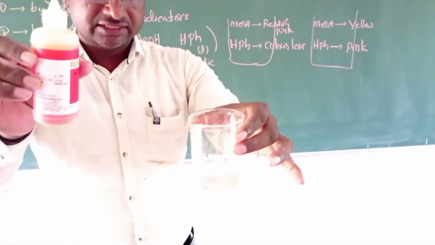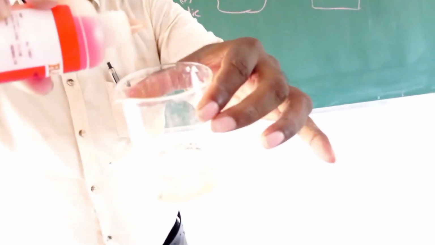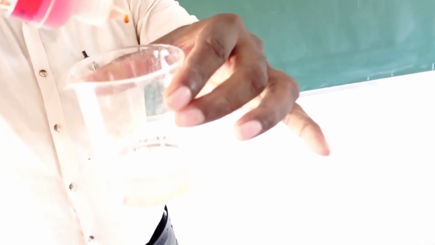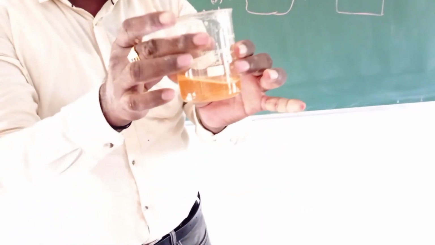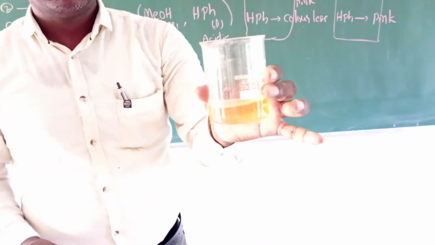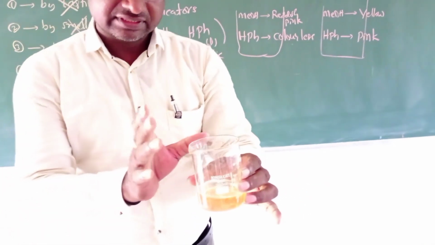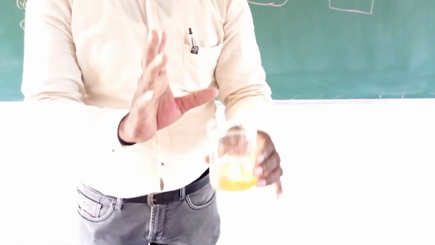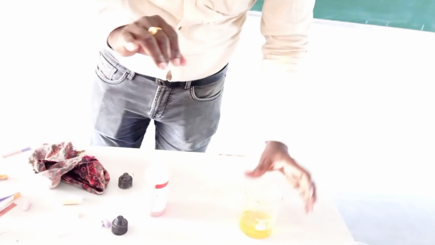Now I am adding 1 or 2 drops of this methyl orange to the basic solution. See how the color changes. The color of the solution turns yellow. So like this, we can observe the given compound is basic in nature. Right. If the given compound is not basic, then it is acid.